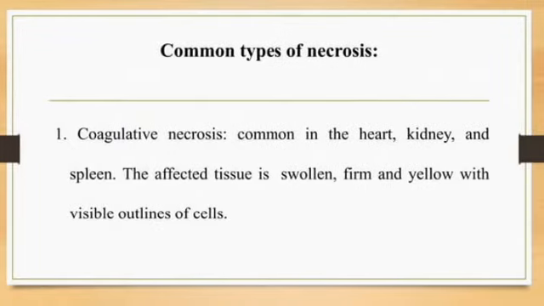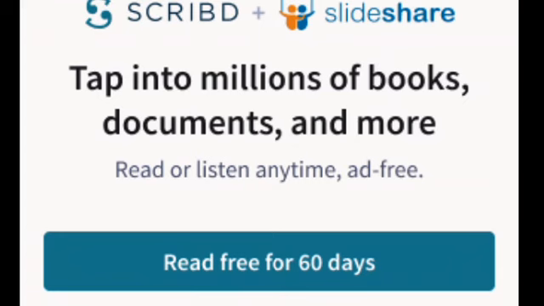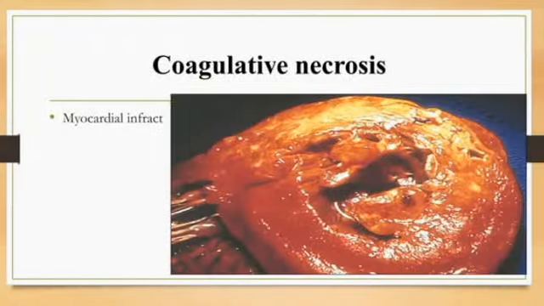One is coagulative necrosis. This is common in the heart, kidney and the spleen. The affected tissue is swollen, firm and yellow with the visible outlines of cells. Liquefaction necrosis. This is from the rapid action of the hydrolytic enzymes, common in the brain with bacterial infection. The affected tissue is soft, liquid-like, with a complete loss of the architecture. While speaking about coagulative necrosis, this is a myocardial infarct.